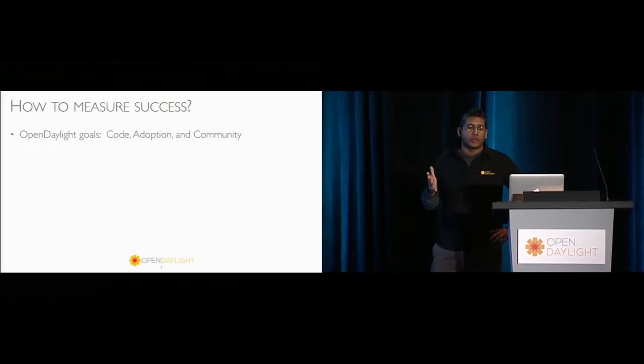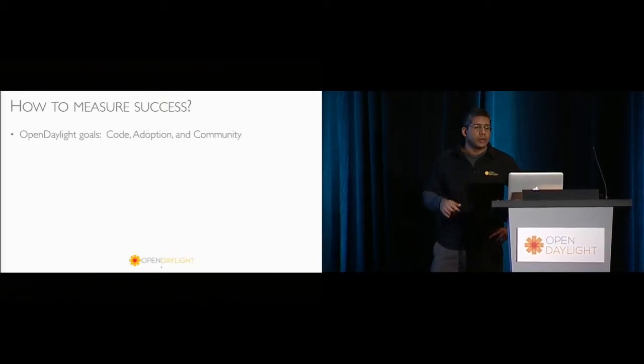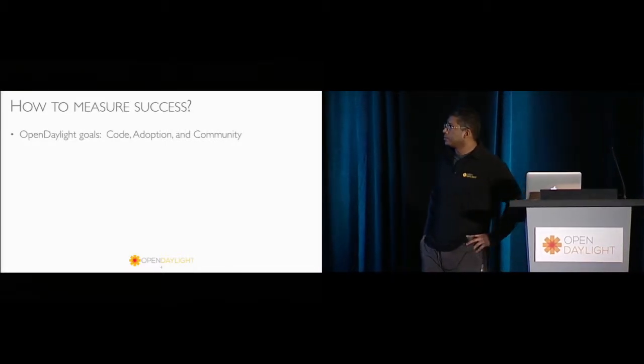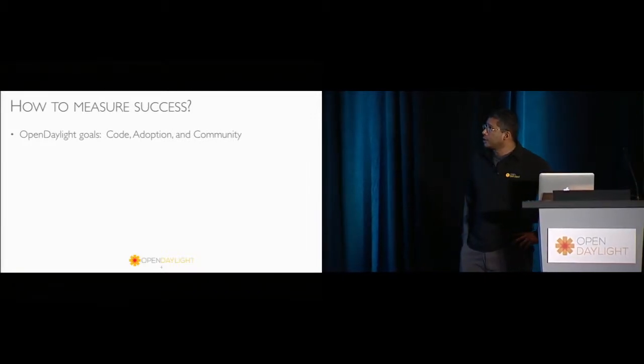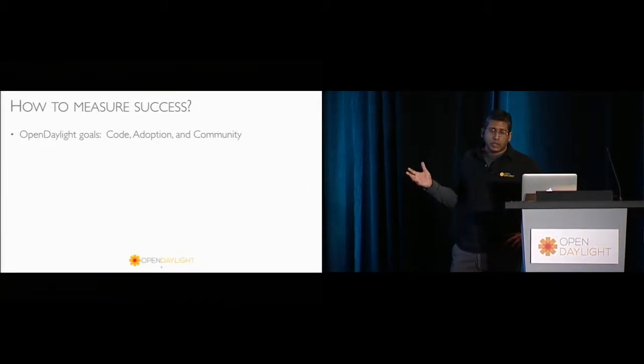The first one, of course, is code. Any open source project has to be measured by the code that's produced. The code is really what lies at the heart of the project, along with the community. The thriving community of developers and users around that code base, around the project, is another indication of whether the project is really alive and kicking, or if it's something that's slowly fading.